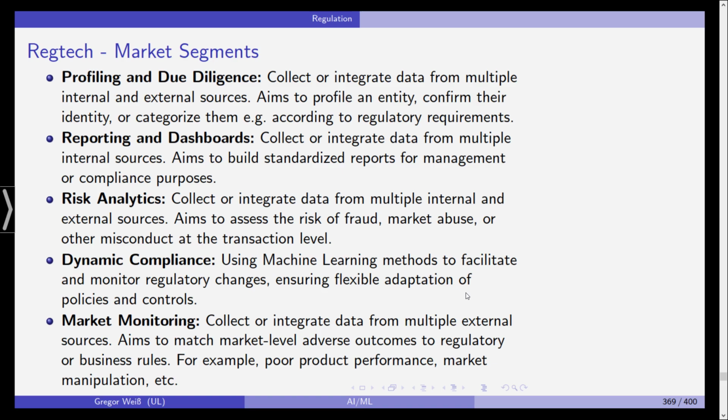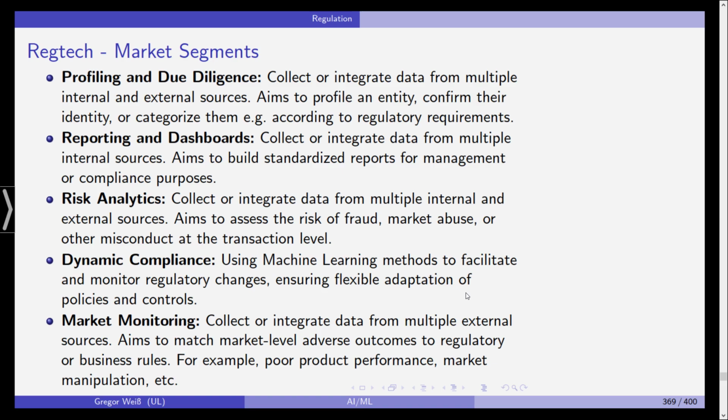Risk analytics, this is where it gets a little more interesting from a business perspective. You collect and integrate data, and the aim is to assess the risk of fraud, market abuse, or misconduct at the transaction level. So for example, in investment banking, in trading, in the back end, and in the middle office, you might want to use AI ML tools to analyze the transactions and to see whether maybe the company has a too high risk exposure, whether there might be a risk of fraud, and these sort of things.